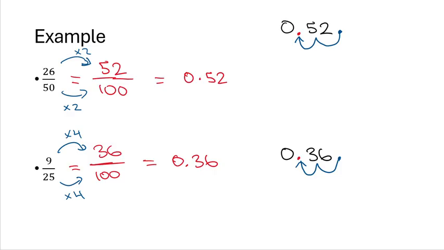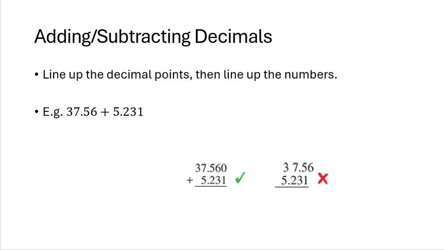Just like so. Now, you're going to learn how to add and subtract decimals. It's pretty easy. Line up the decimal points, then line up the numbers, okay? So make sure you do it like this. This is the correct way. Don't do it the other way, okay? Don't just line up the numbers first because your decimal points will be misaligned. So just go based off the decimal point first.